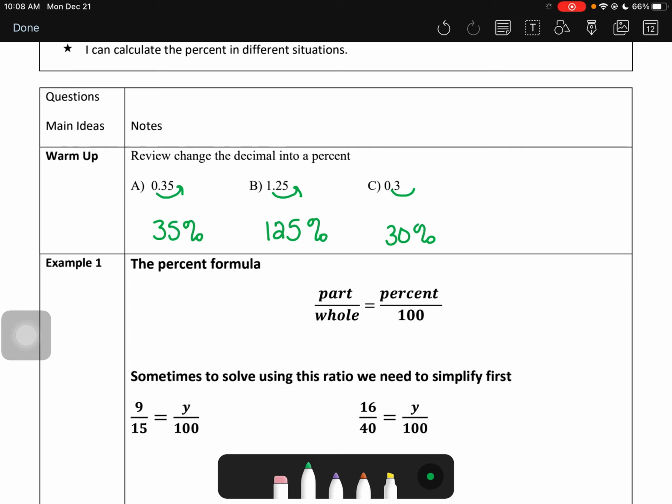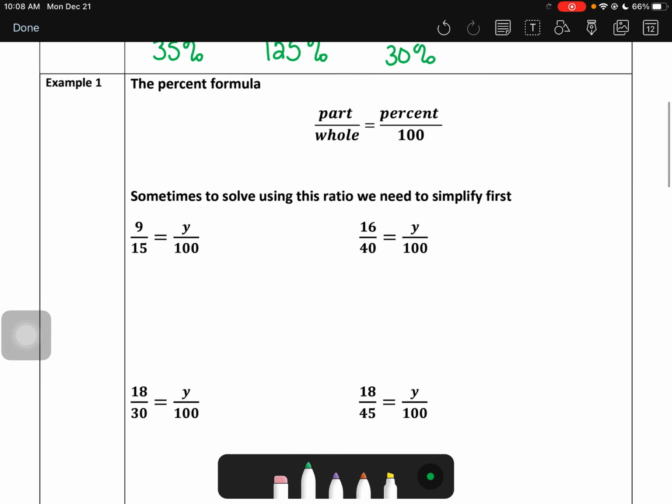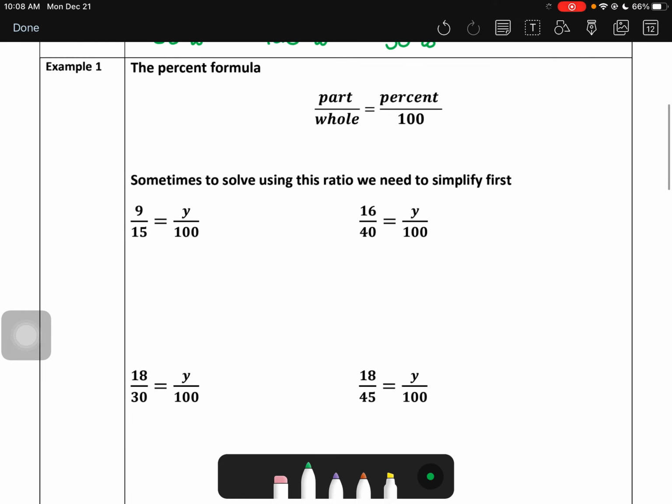So now let's work with the percent formula. Remember that with the percent formula, it's part to whole is percent over 100. Sometimes we need to simplify first, because what would we multiply times 15 to get 100? That would be really difficult to do. So let's simplify by dividing these both by 3.